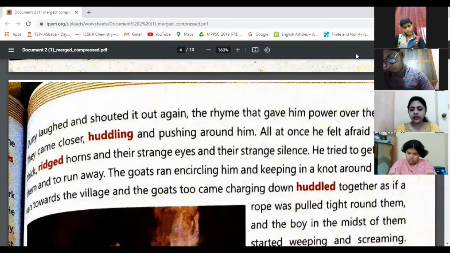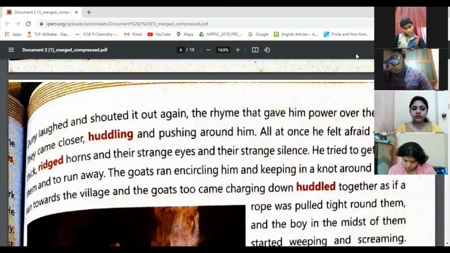So he shouted it again, and the rhyme that gave him power over the goats was used again by him. The goats came much closer. The first time he shouted, the goats came down to him. Then when he shouted again, there was no place. The boy was standing in the middle of this huge crowd of goats, just huddling and pushing around him, and his excitement, his happiness, started turning to fear, because he was a small boy, 7 years of age, surrounded by a lot of goats.